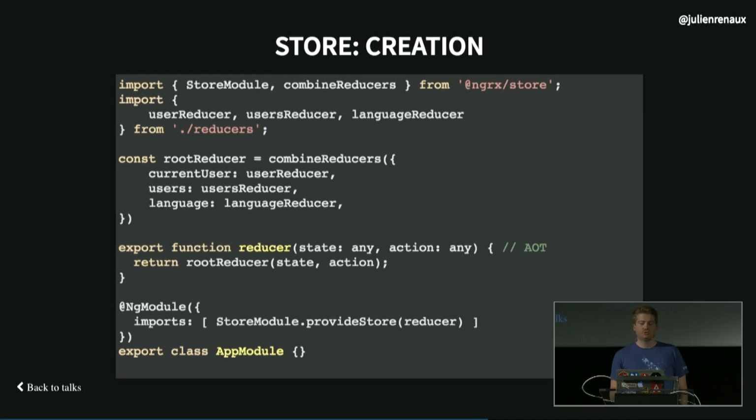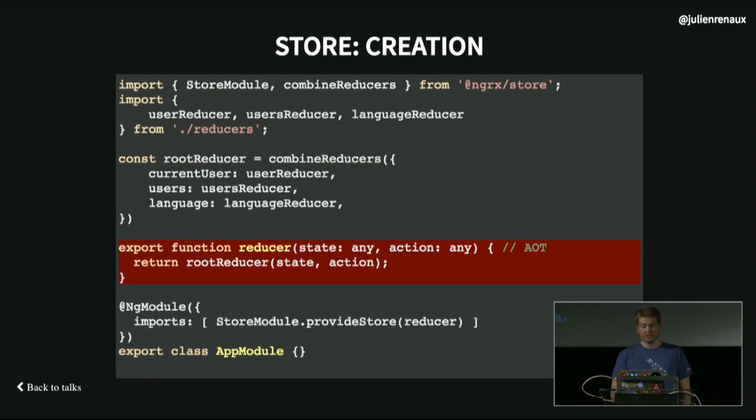The first thing to do after the installation is to create our store and import it into our NgModule. So first we import the StoreModule and the combineReducers method. We then import our reducers, all of them, and use the combineReducers method to group them together. This step is really important because it defines the shape of your state.